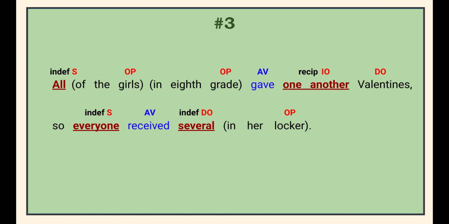The next pronoun is everyone. It is also indefinite, and it is acting as the subject of the action verb received. Again, because you have an action verb, you're going to look for a direct object. In this case, several is our pronoun that is acting as the direct object of the action verb received. It's also indefinite.